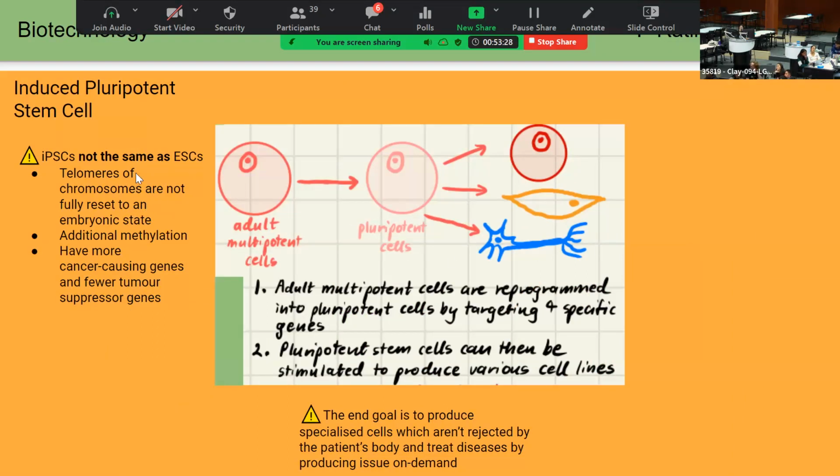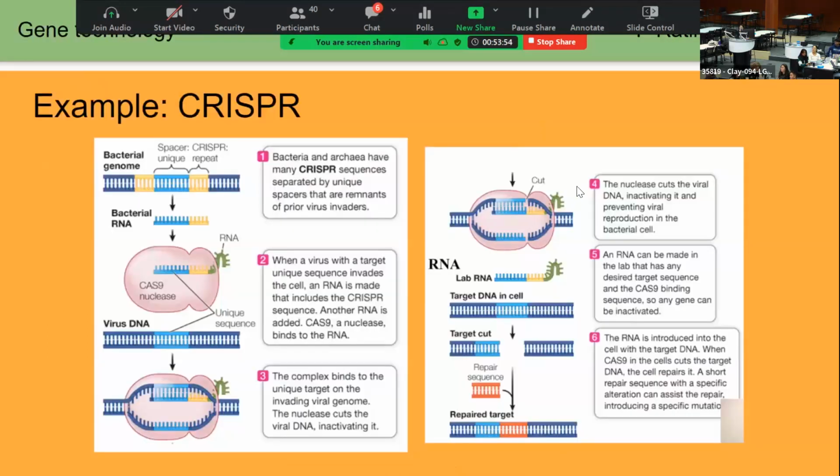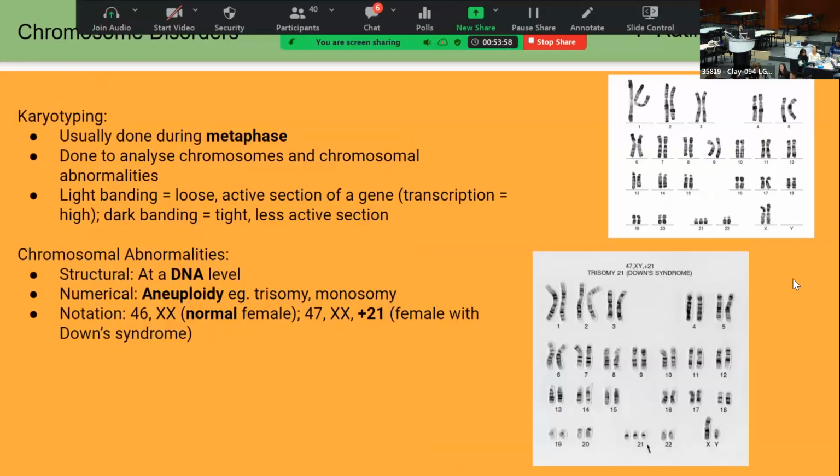And then also knowing induced pluripotent stem cells and how they differ from embryonic stem cells. So as I mentioned before, as we go through life, the telomeres of your chromosomes kind of shorten. So when you're an adult, your chromosomes are shorter and can have more methylation, which means it might not exactly replicate an embryonic stem cell. And again, just read this for CRISPR, be familiar with that.